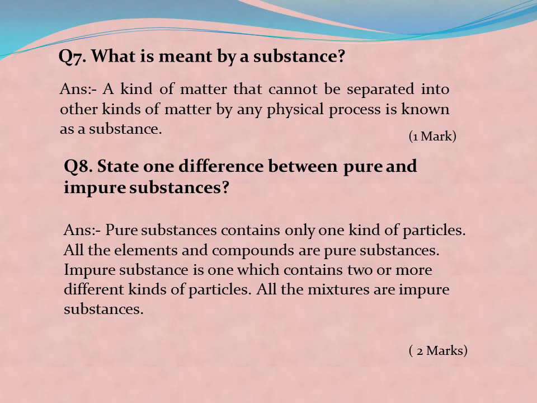Question number 7. What is meant by a substance? Answer: a kind of matter that cannot be separated into other kinds of matter by any physical process is known as a substance.